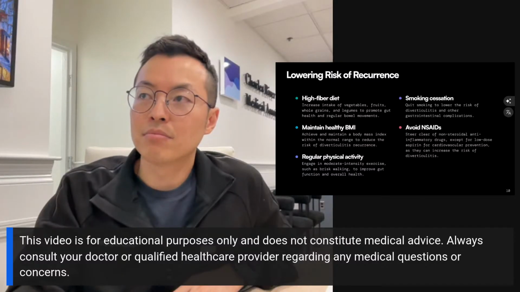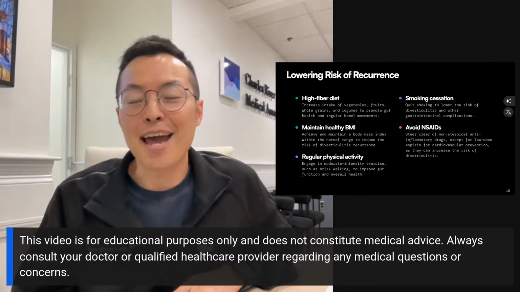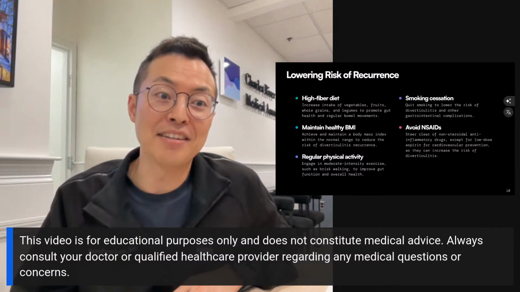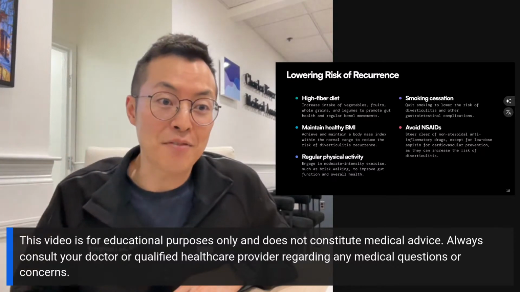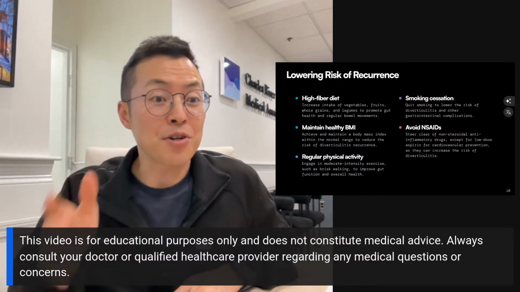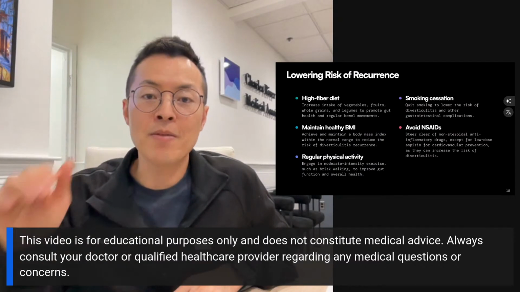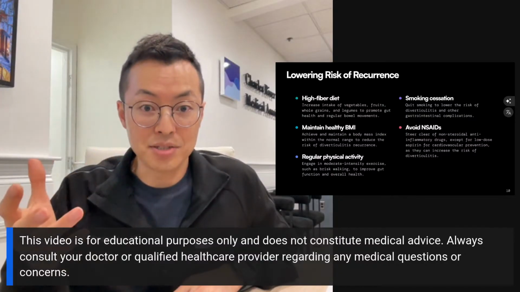We want to avoid repeat diverticulitis. It can happen again, and whoever experienced diverticulitis never wants it again. To reduce the chance of another attack, patients should eat a high fiber diet, number one. A plant-based diet is also good.